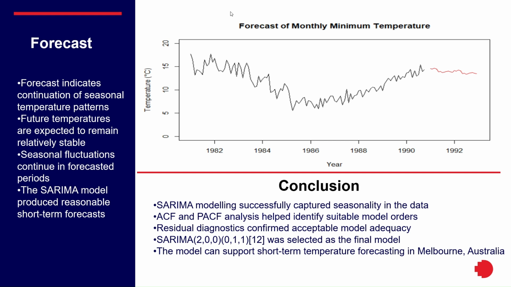In conclusion, the Melbourne minimum temperature series showed strong seasonality and non-stationary behavior. Seasonal differencing and SARIMA modeling helped improve the series and identify suitable model parameters. After comparing different models using residual analysis and BIC values, SARIMA was selected as the final model. Overall, the model produced reasonable short-term forecasts and performed adequately for the temperature analysis.